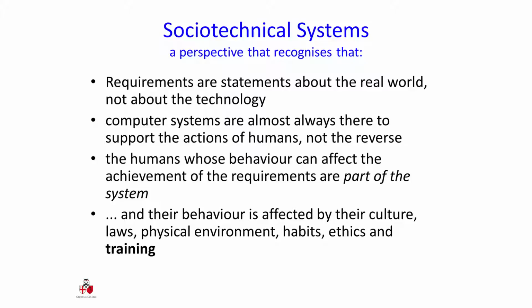Computer systems are almost always there to support what people do, not the other way around. And the dependability of a system therefore depends on the people doing what the system expects them to do, as well as the system doing what the people expect it to do. There's a synergy here, and the system can go wrong in both ways. And behavior of people is affected by a raft of things. Habits are obviously very important. People tend to revert to doing what they've done before in the way they've done it before. But training is hugely important.